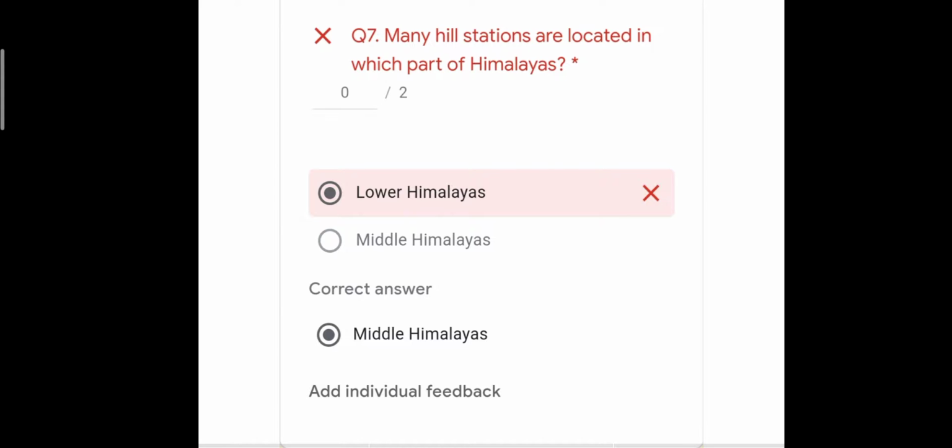So all these hill stations are in middle Himalayas, and lower Himalayas mostly has valleys, mountain slopes, hills, and of course thick forest. So children, middle Himalayas is the right answer.